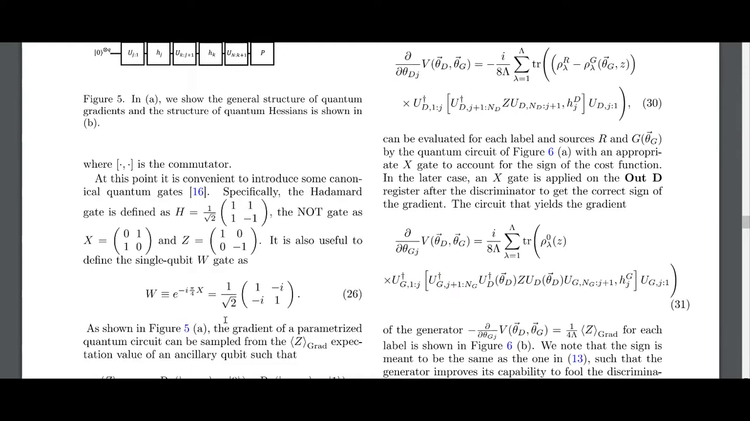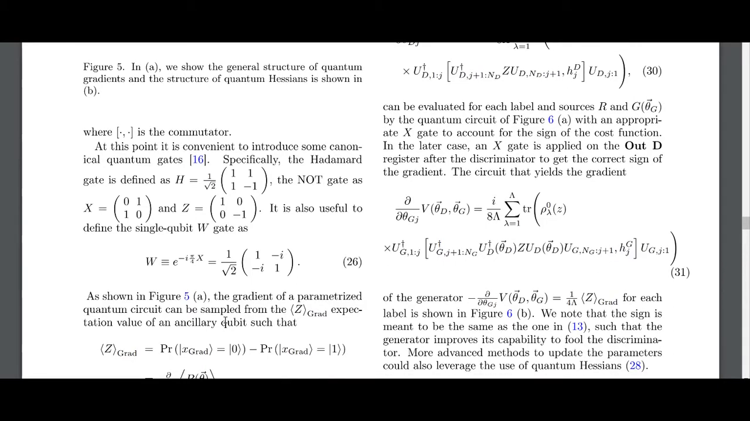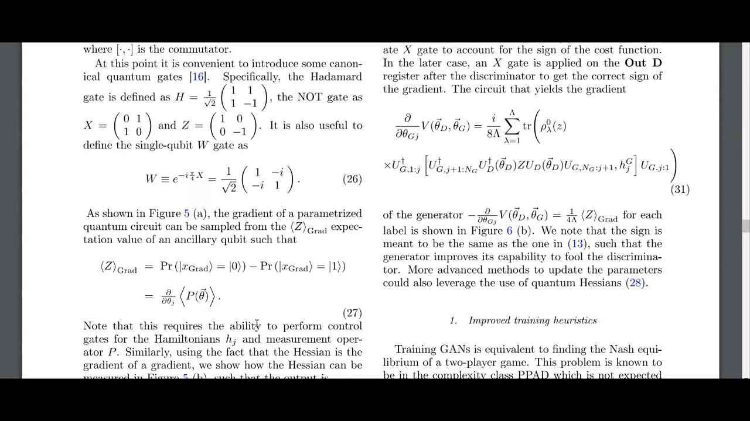As shown in figure 5, the gradient of a parametrized quantum circuit can be sampled from the Z expectation, the expectation value of an ancillary qubit, such that probability of being 0 minus probability of being 1.